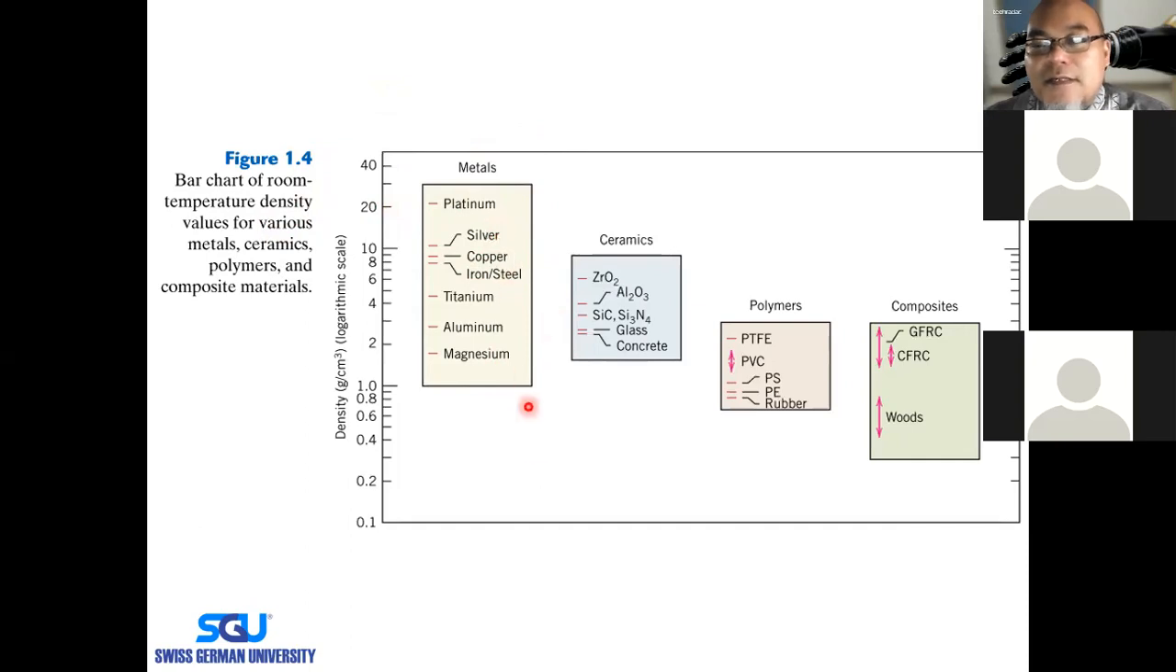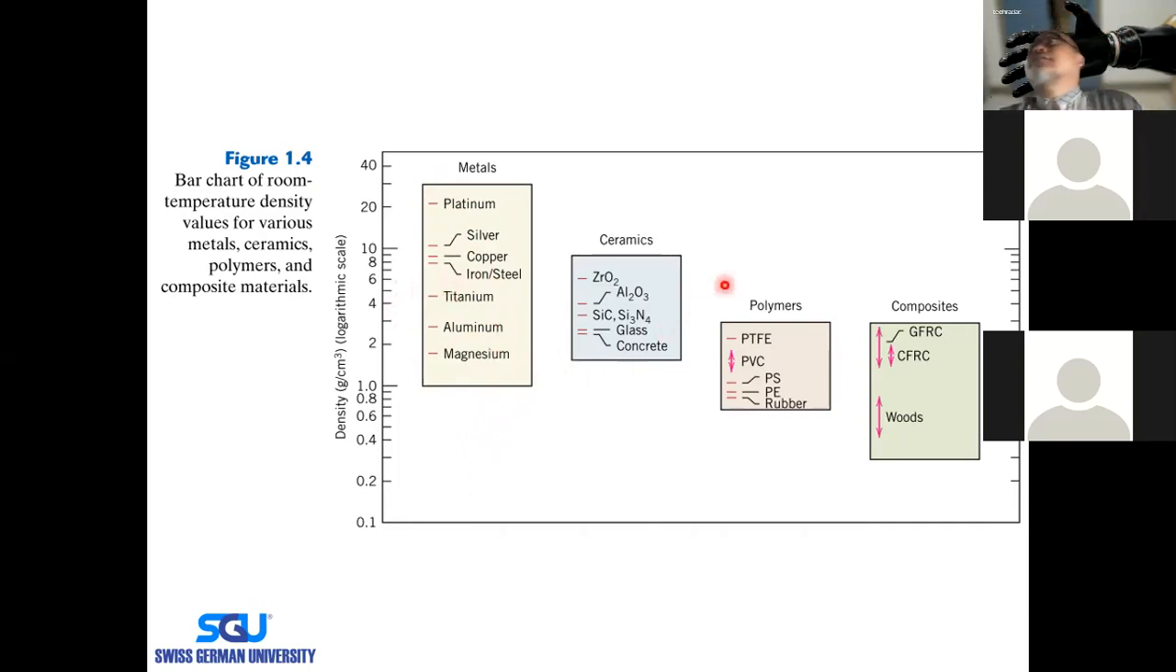But metals also have the lowest density of material, which is magnesium. Magnesium is one of the lightest materials, because it is in the second group. Platinum is in the noble metal group. We have in between them aluminum, like the one used for the beverage can. That is why it is soft, because the density is not that big. We have titanium, quite hard, used also for bone implants.